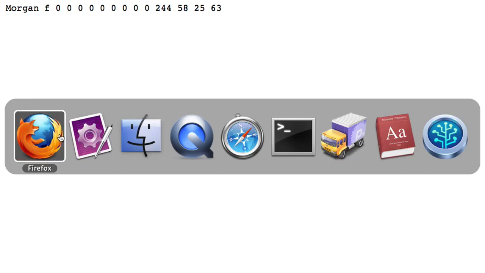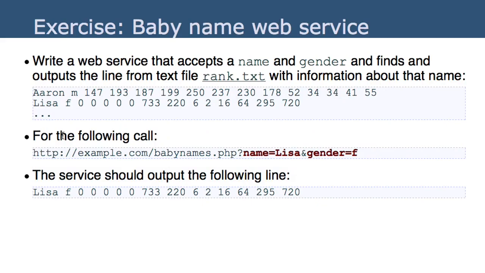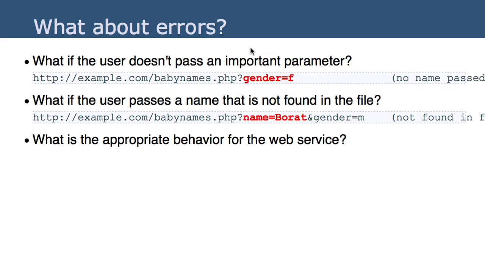Of course, we could expand this example if we want to. So this outputs just a line. Let's handle the errors first. If we don't pass those parameters, we don't want to see those PHP errors. Maybe you want to communicate to the client that they made a bad request, that you need to pass these parameters in order for me to work. So if they pass a gender but not a name, or if they pass a name that isn't found, then we want to tell the client that this is an error state.